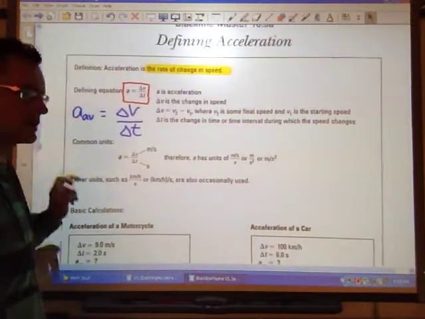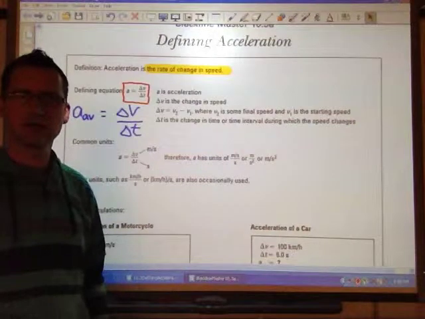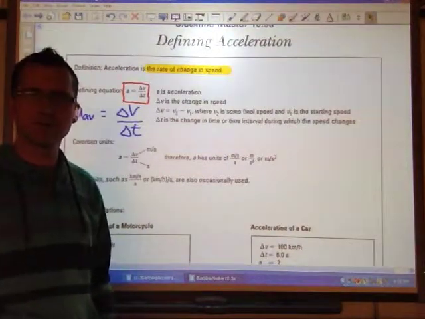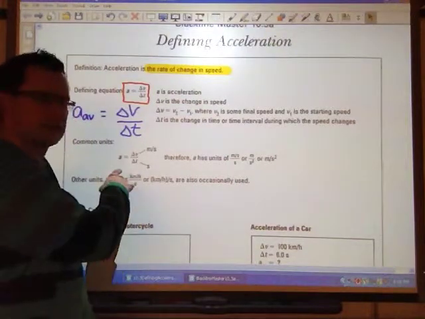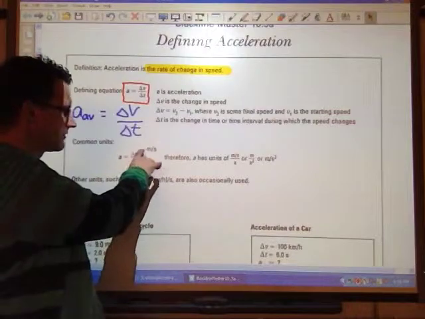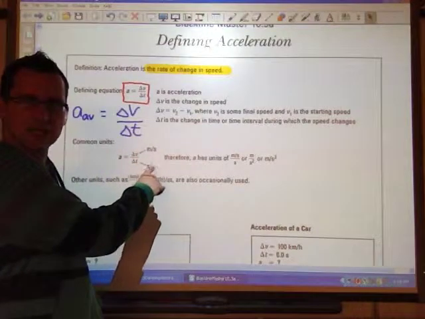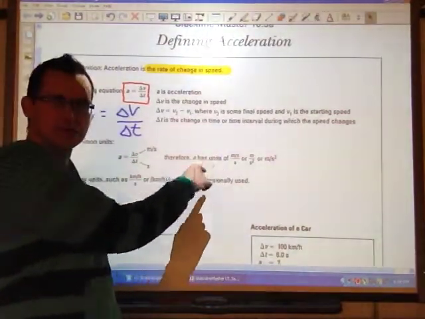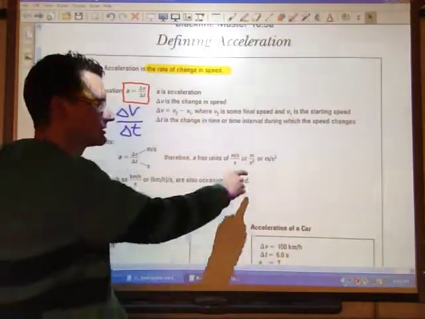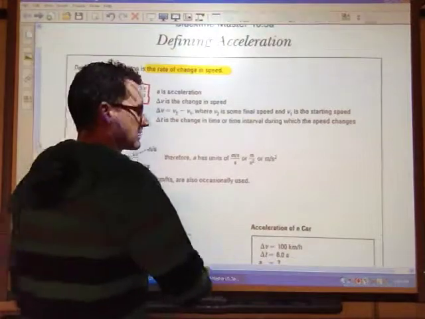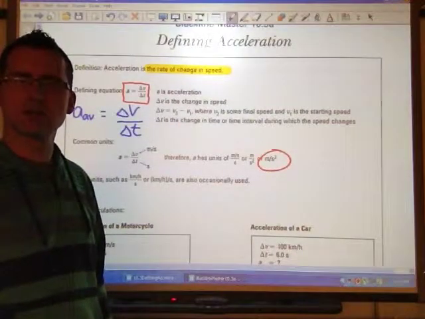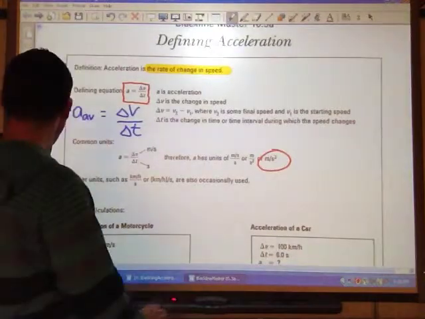If we're talking about just in school here in the hallway accelerating, we'd most likely be using units of meters per second for speed and time of seconds. And when you have that, you'd end up with meters per second over seconds, which is kind of awkward. So often the two seconds are combined together to give meters per second squared. So that's the more frequent way of using units for acceleration.